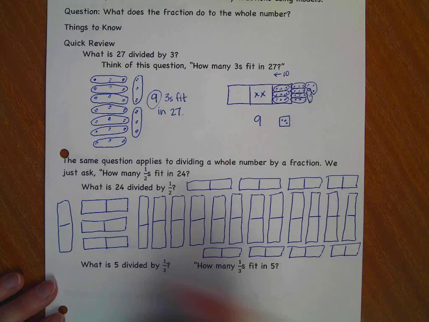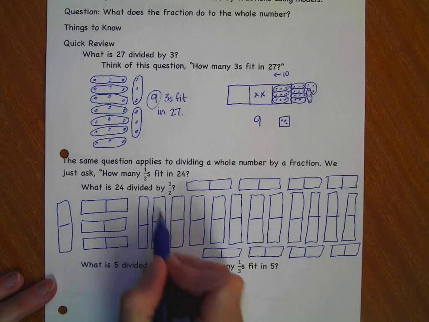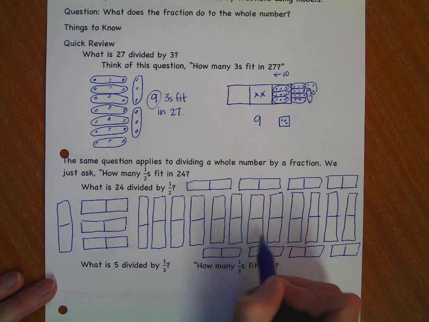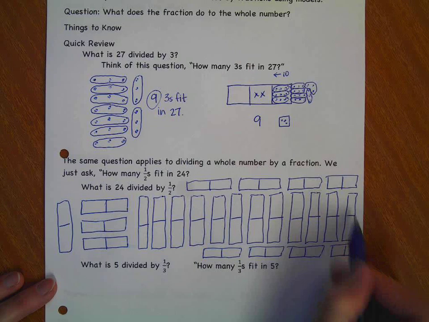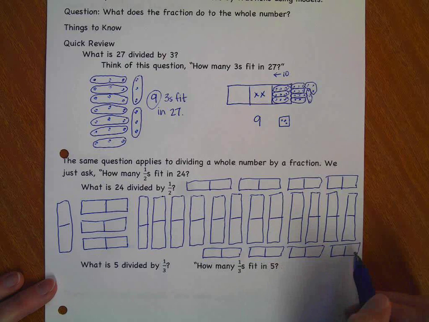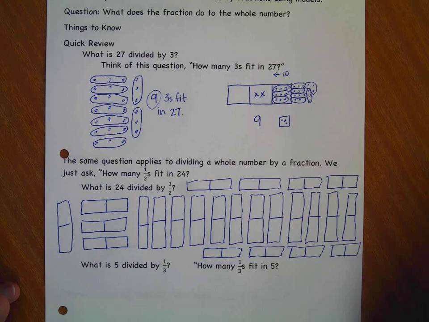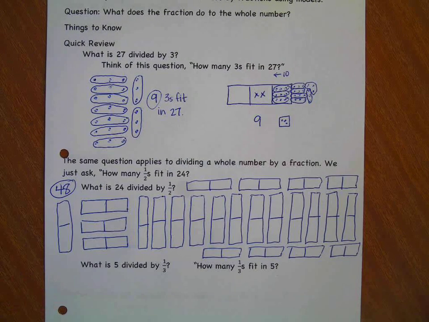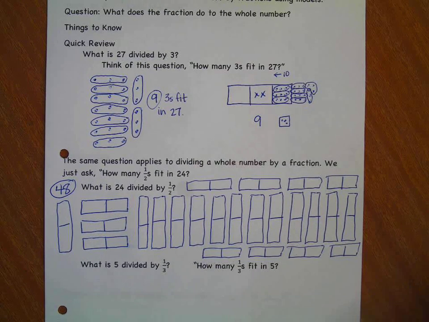So 24 divided by 1/2 is 1, 2, 3, 4, 5, 6, 7, 8, 9, 10, 11, 12, 13, 14, 15, 16, 17, 18, 19, 20, 21, 22, 23, 24, 25, 26, 27, 28, 29, 30, 31, 32, 33, 34, 35, 36, 37, 38, 39, 40, 41, 42, 43, 44, 45, 46, 47, 48. And so now we know that the answer is that there are 48 halves in 24.